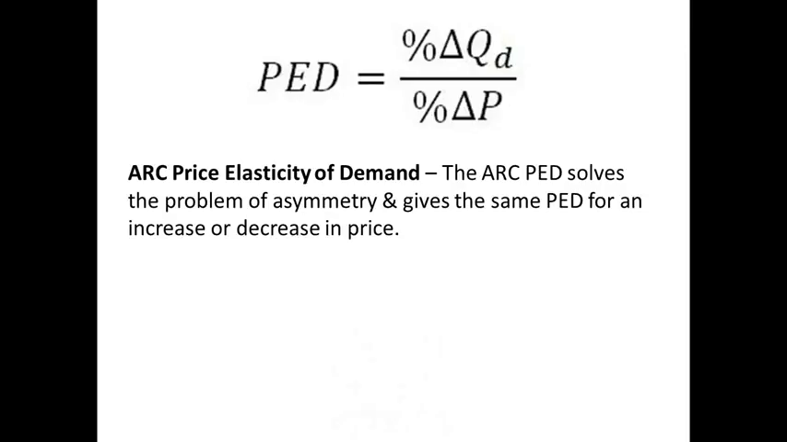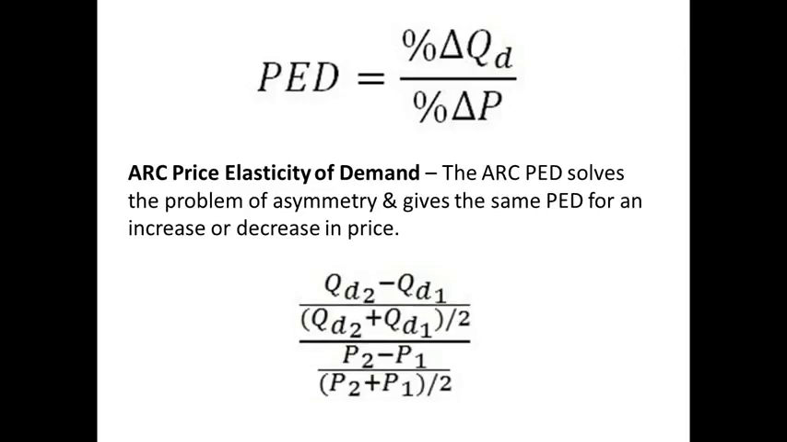Here we have the arc price elasticity of demand formula. The arc PED formula solves the problem of asymmetry and gives the same PED for an increase or a decrease in price. You can see in the arc price elasticity of demand formula, we first divided the changes in demand by the average of quantity demanded 1 and quantity demanded 2 to get the percentage change in quantity demanded. We did the same thing for the percentage change in price.